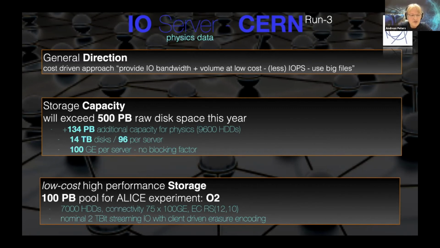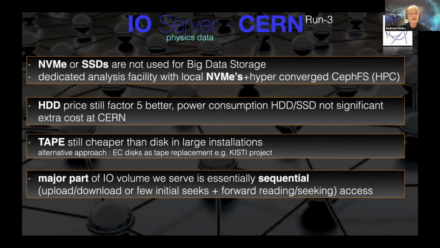There's also a high performance setup coming for the ALICE experiment, which is called O2. This is a dedicated 100 petabyte pool, which has 75 of these big machines. They want to run it with erasure coding with 10 data stripes and 2 parities for cost reasons. What we expect from measurements is that we can run this at 2 terabit streaming I/O with client-driven erasure coding.